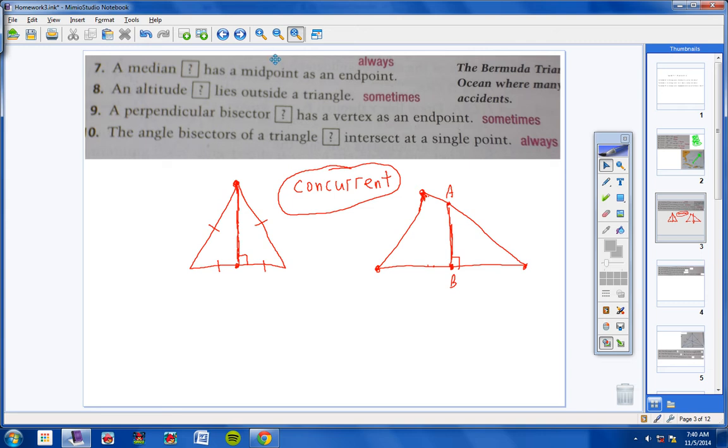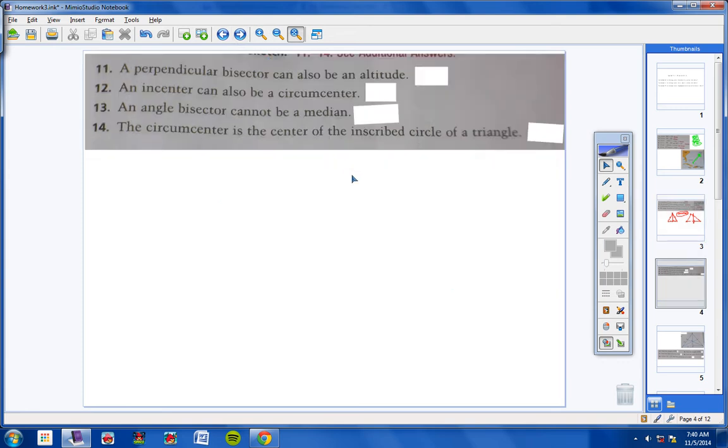Okay, let's take a look at numbers 11 through 14. 11 through 14, we're going to say true or false. And we're going to draw a picture of it also, okay? So here we go. A perpendicular bisector can also be an altitude. Well, I just gave you an example right back here.